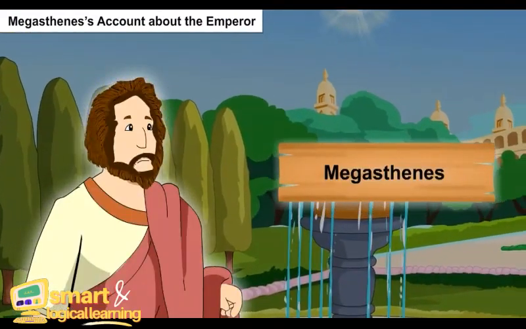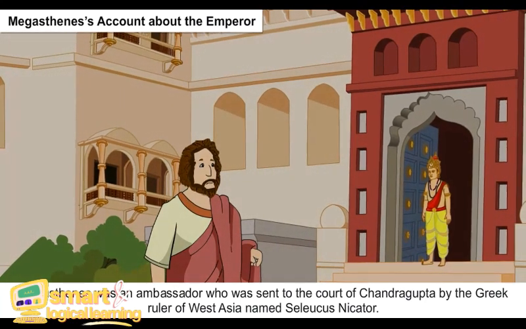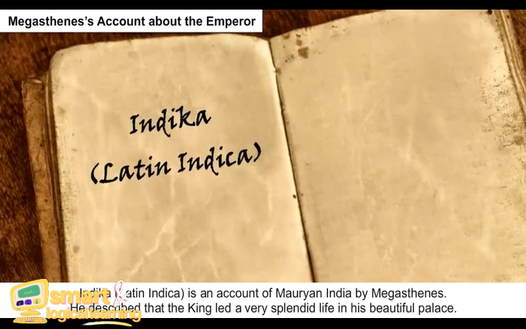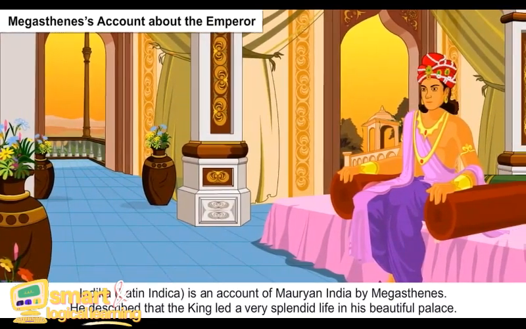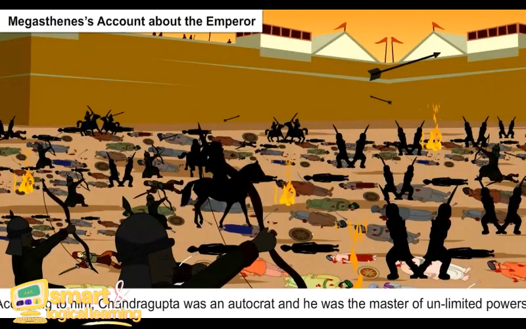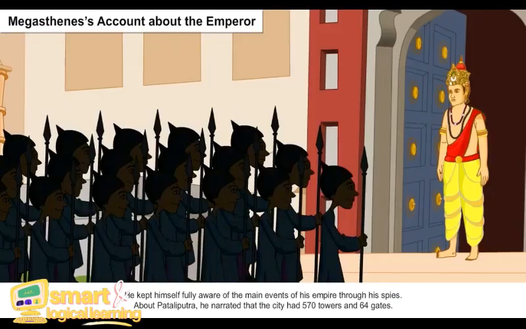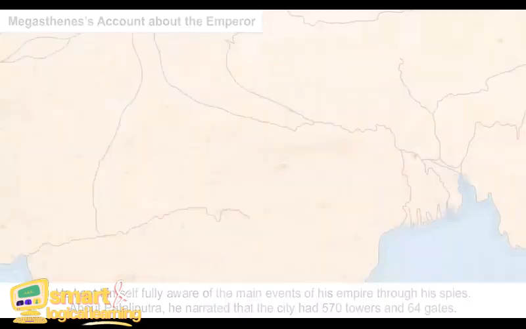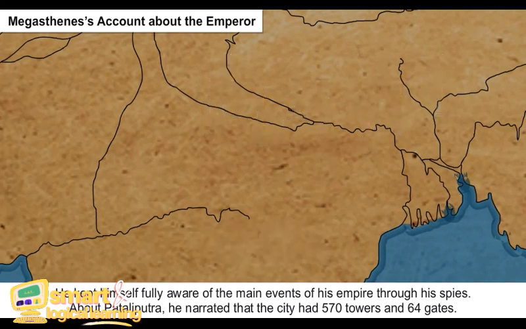Megasthenes accounts about the emperor. Megasthenes was an ambassador who was sent to the court of Chandragupta by the Greek ruler of West Asia named Seleucus Nicator. Indica is an account of Mauryan India by Megasthenes. He described that the king led a very splendid life in his beautiful palace. According to him, Chandragupta was an autocrat and he was the master of unlimited powers. He kept himself fully aware of the main events of his empire through his spies. About Pataliputra, he narrated that the city had 570 towers and 64 gates.